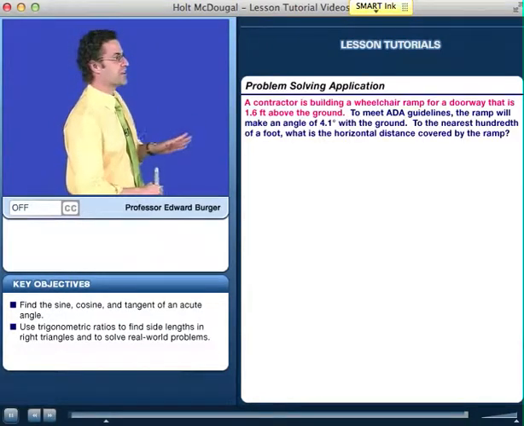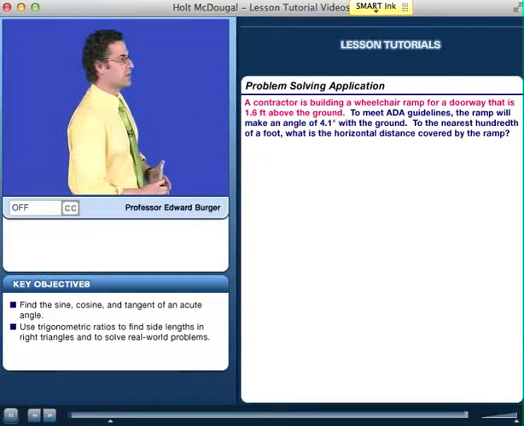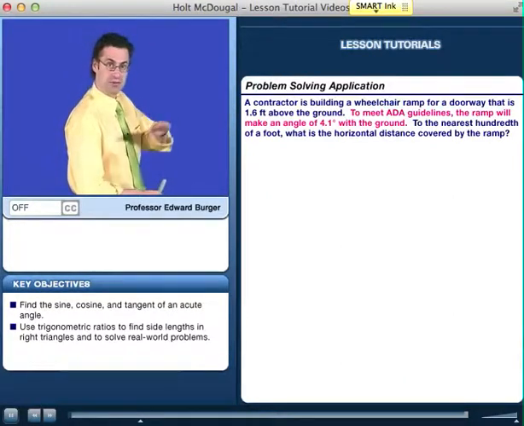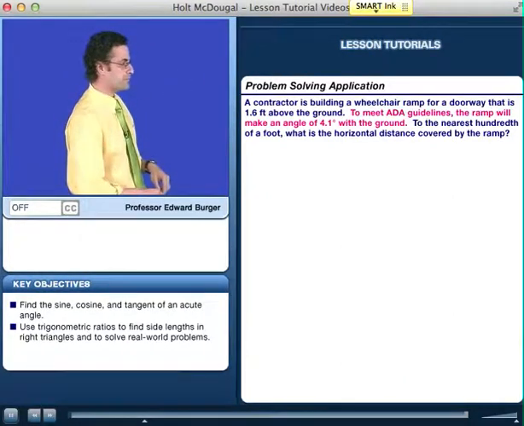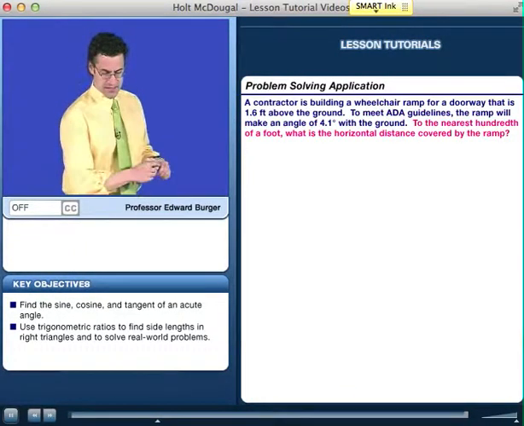Okay, so a contractor is building a wheelchair ramp for a doorway, and the doorway is 1.6 feet above the ground. Now, to meet ADA guidelines, the ramp would make an angle of 4.1 degrees with the ground. It can't be too steep, otherwise it's difficult to get wheelchairs up there. So to the nearest hundredth of a foot, what is the horizontal distance covered by the ramp? So let's just think about this.